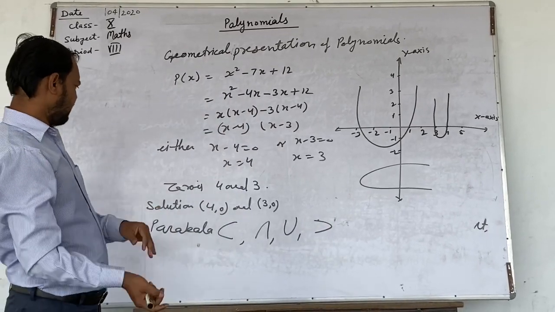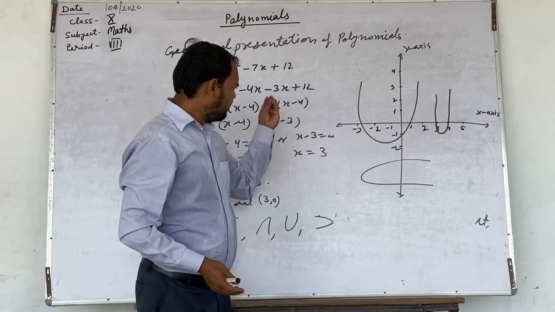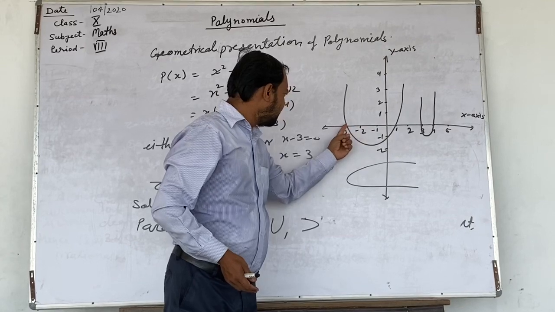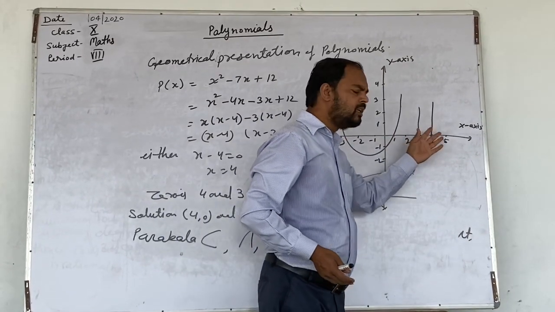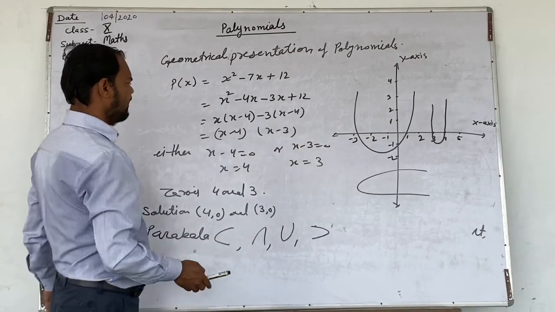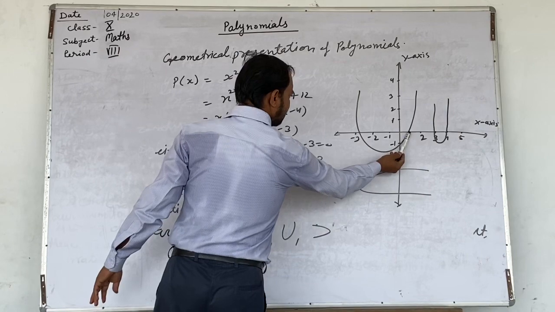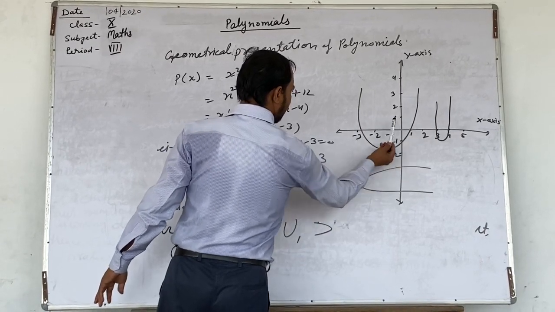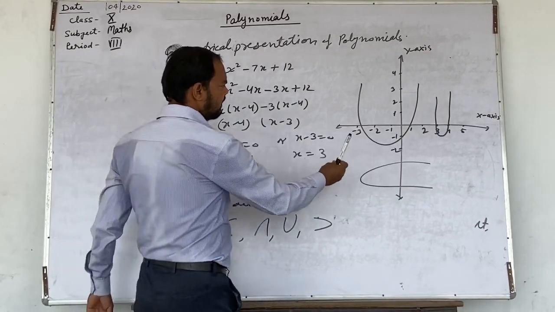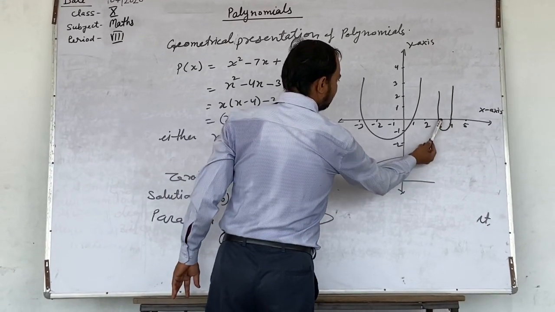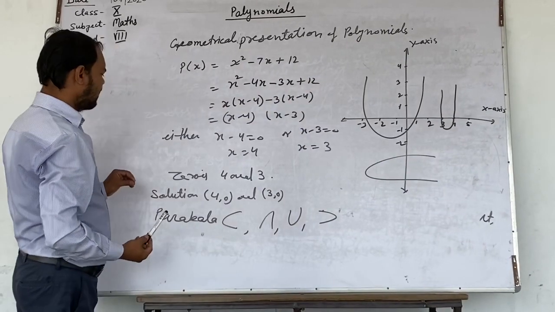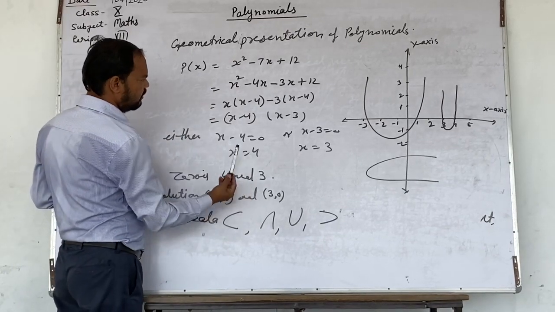Second thing, what are zeros? Just like previously, how many places does this parabola intersect the x-axis? See here, we find that the graph intersects the x-axis at 2 different points. In our example, the graph intersects the x-axis at 4 and 3. So, how many zeros are there? 2 zeros, 4 and 3.